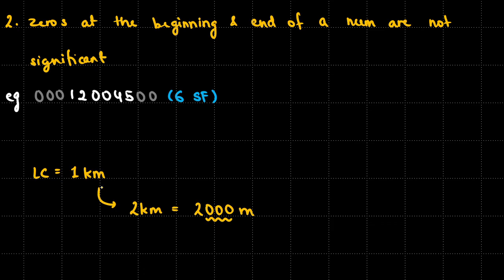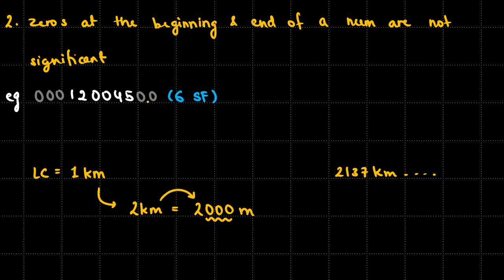Since the least count is only 1 kilometer, the zeros here just happen to come about because 1 kilometer is 1000 meters. It's not the fact that it measured 2000 meters. It actually measured 2 kilometers, which means it could be 2.137 kilometers or something else entirely, but we wrote 3 zeros to convert it. That's why the zeros in the back don't matter.